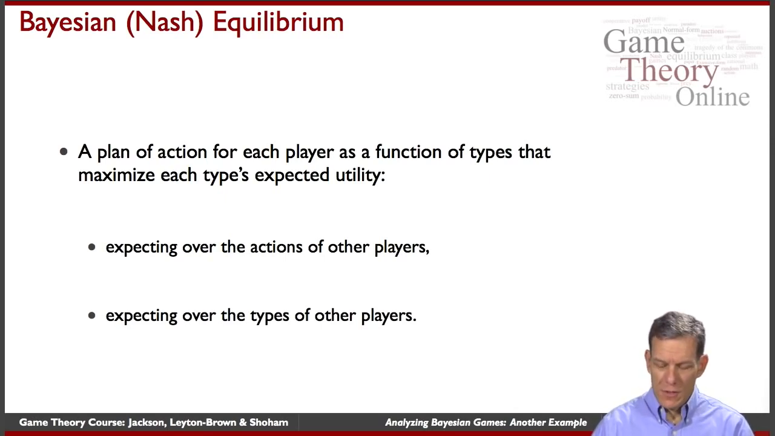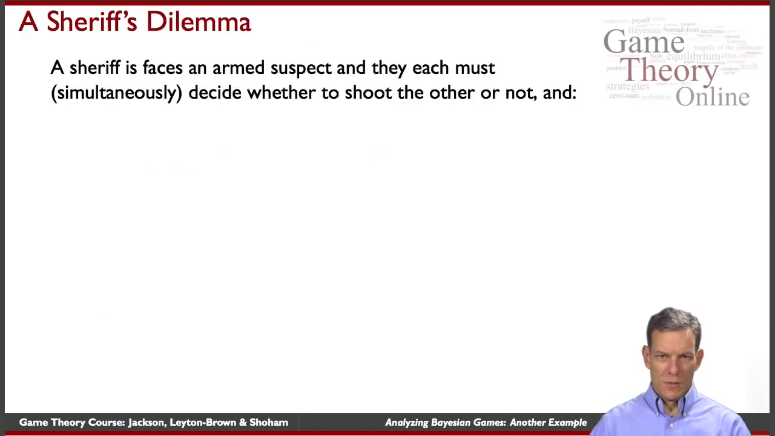So let's look at a very simple example. This is sort of a Hollywood style example. Let's call it the sheriff's dilemma. This is a very simple setting where you've got a sheriff and they're faced with an armed suspect. Imagine they've both pulled guns and they're standing there staring at each other with their guns in hand. And they have to decide whether to shoot at the other or not.